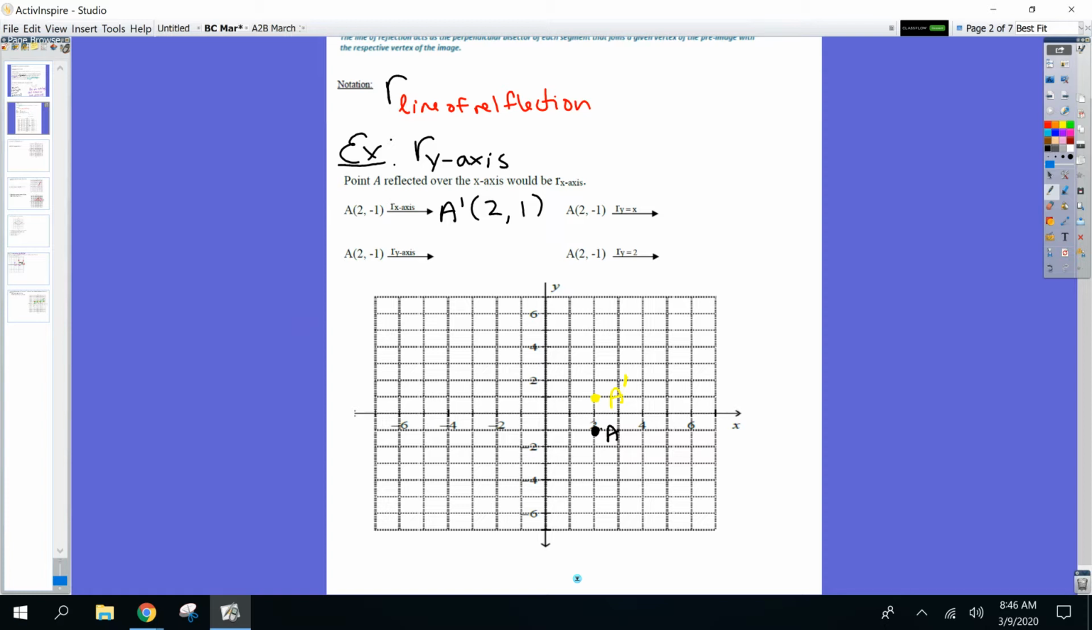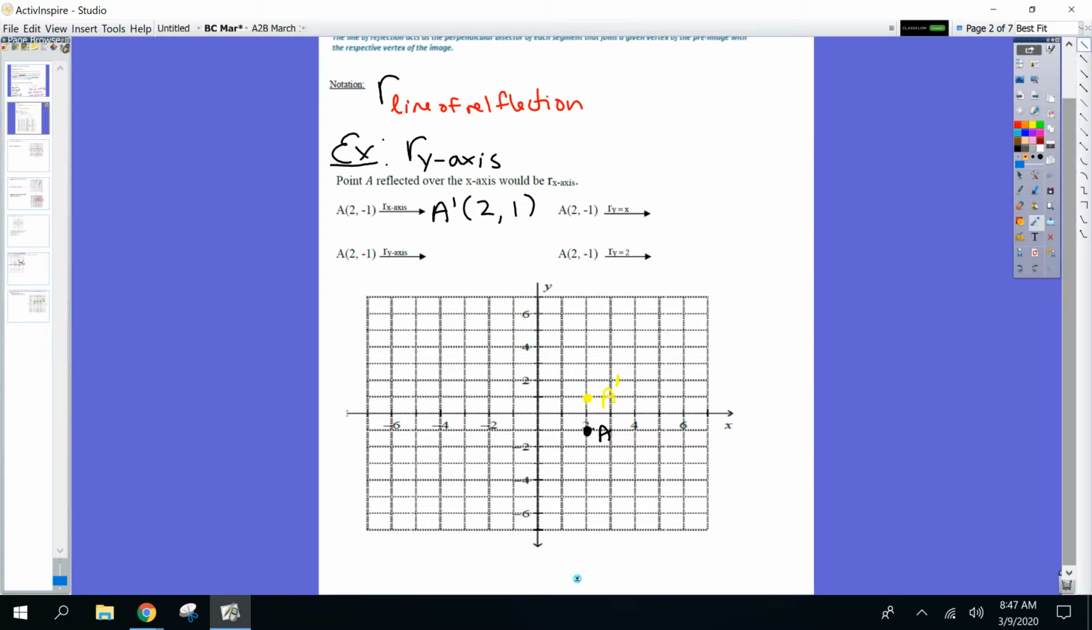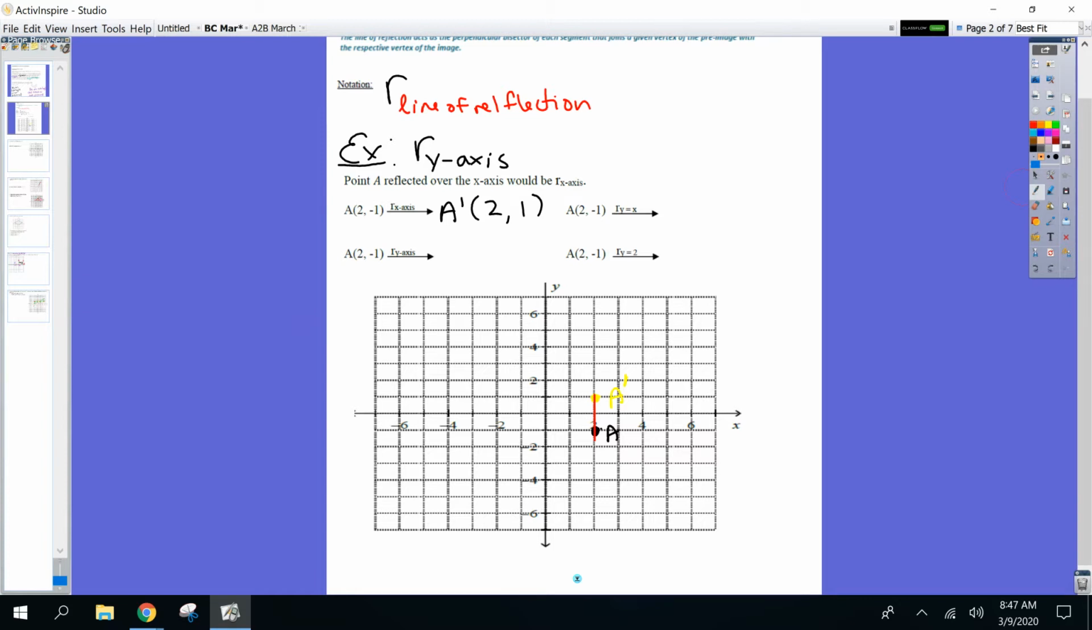Okay, let me take it next level. With A and A prime, can you connect those for me, please, on your graph with a line segment? Please connect those for me. Okay, everyone see the segment that's created, A A prime.